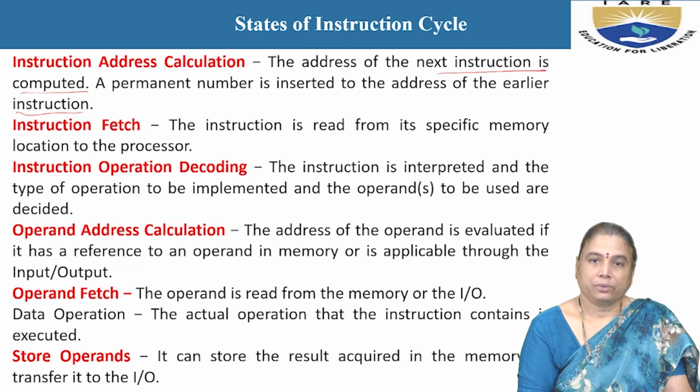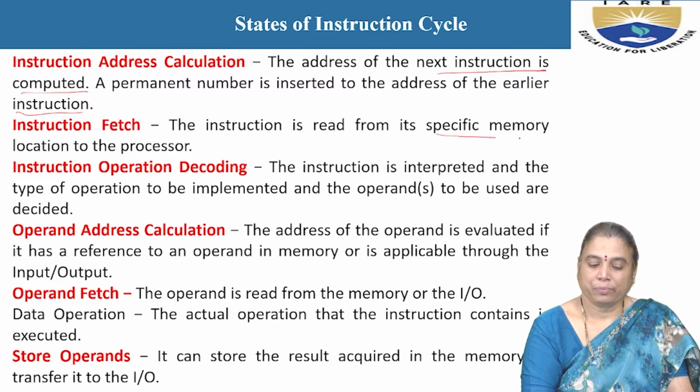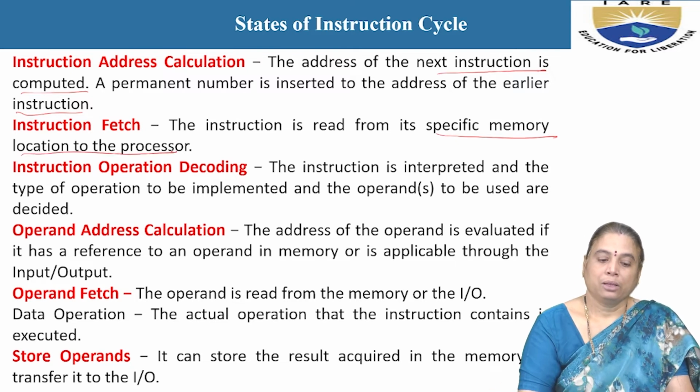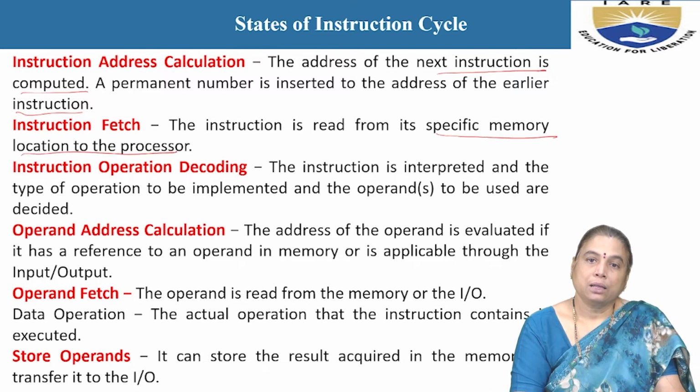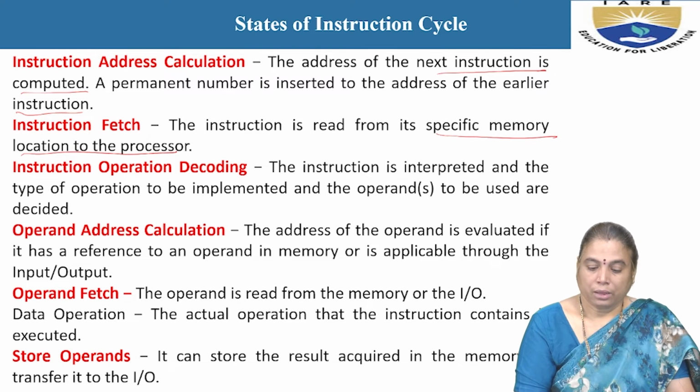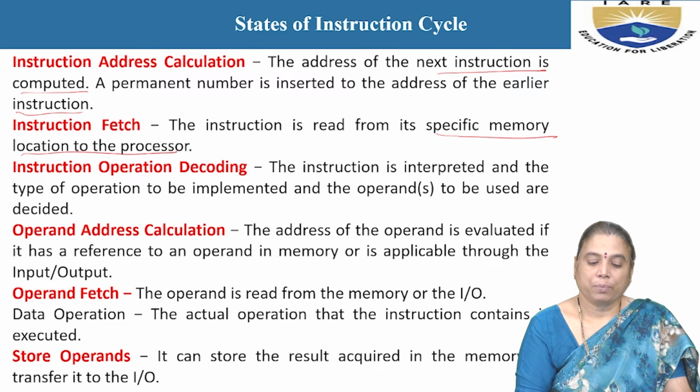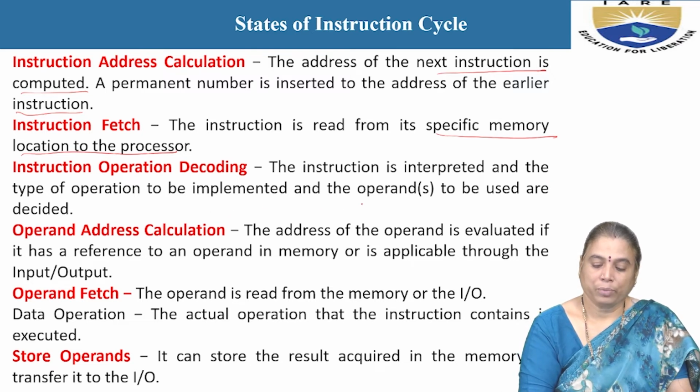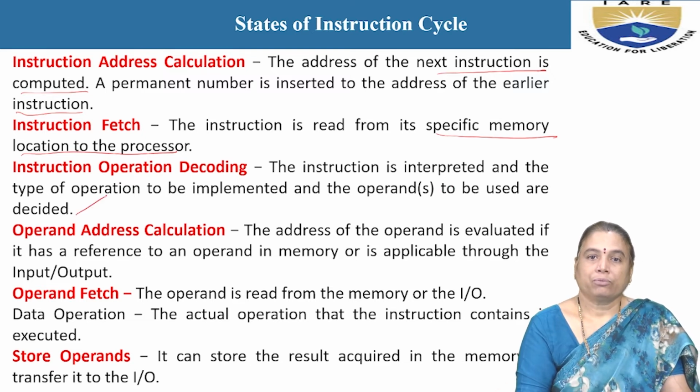The next state of the instruction cycle is instruction fetch. The instruction is read from a specific memory location into the processor. So this instruction is stored in the IR, the instruction register. The next state is instruction operation decoding. The instruction is interpreted, and the type of operation to be implemented and the operands to be used are decided. So decoding of an instruction is performed. With this decoding, the category of instruction can be identified.